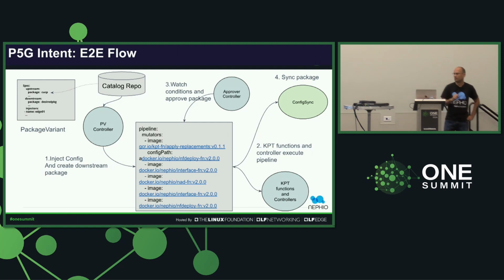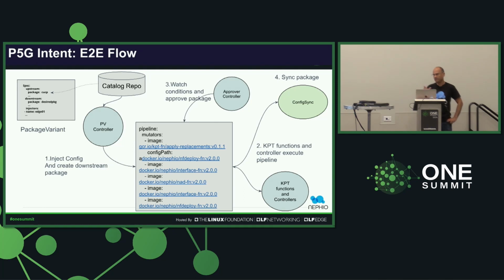This is further expanding what we just discussed. So we are showing the intent on the left, and then it's going into a repo. The package variant controller is then running it through a pipeline, mutating it, hydrating it, and then pushing it to a specific repo for an edge site. Config sync is pulling it from the edge site and applying it locally.